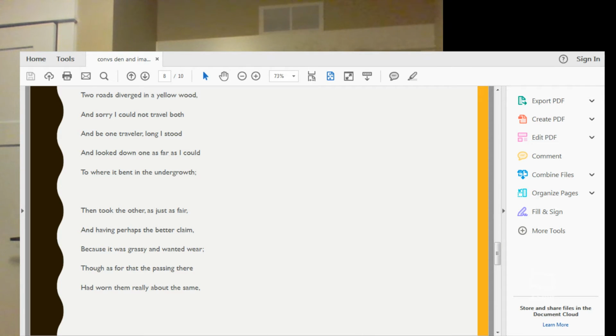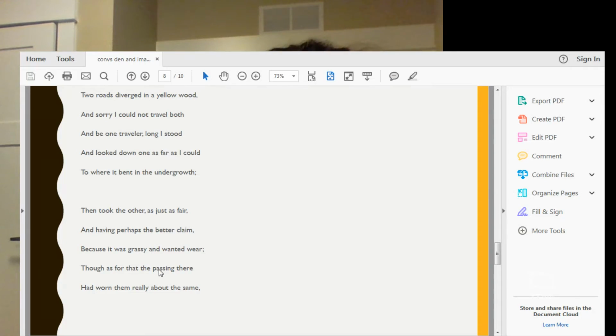When it's talking about claim, we've talked a little bit about this, right? In our last lesson, a claim is like an assertion. It's a point. So this other road might even be the better option. And having perhaps the better claim because it was grassy and wanted wear. Okay, I love this line. Because it was grassy. Everybody likes to frolic where it's nice and grassy, right? Where it's really green and fresh and lush. And when it's talking about wanted wear, he can tell that many people have traveled that, right?